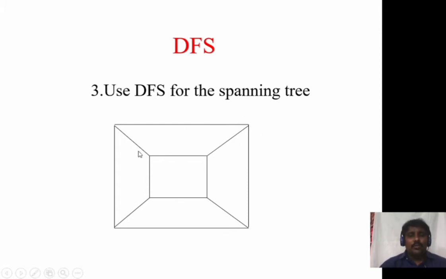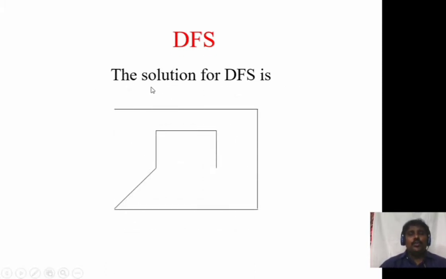So for this we have to see in depth wise, such that a closed diagram must become an open diagram. In the depth wise, from the starting we have to go depth wise. So the solution for the DFS is this. So I have started from here and there are no closings here.